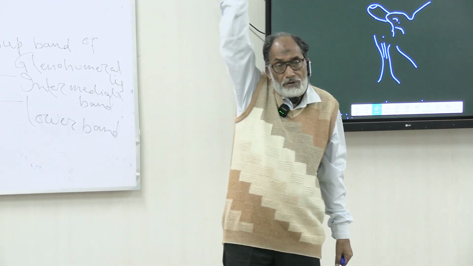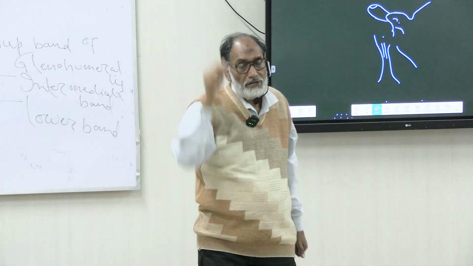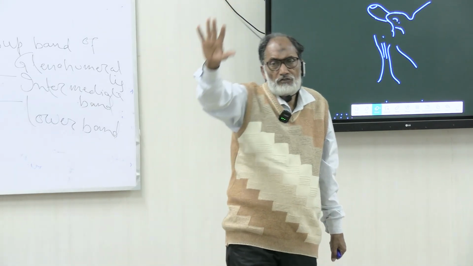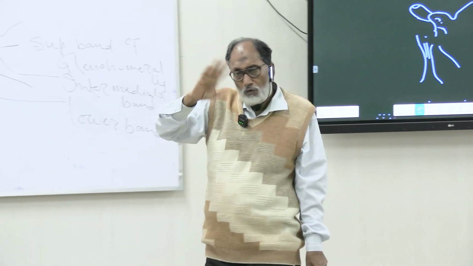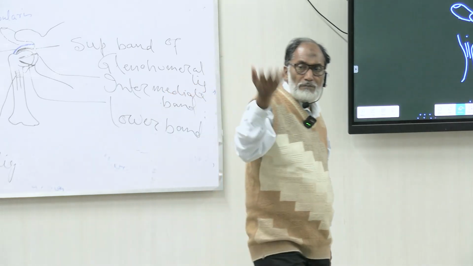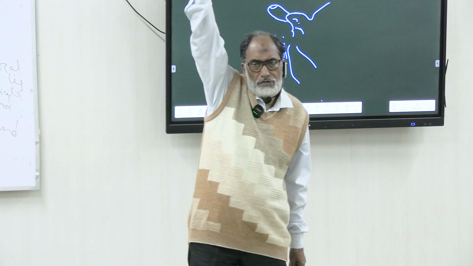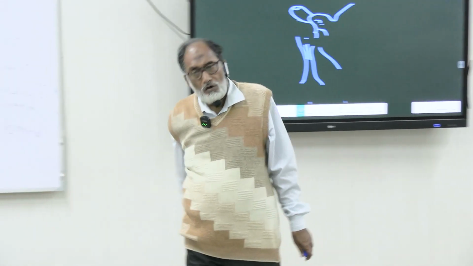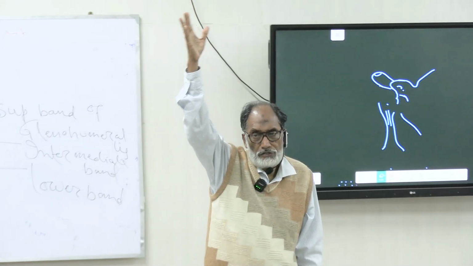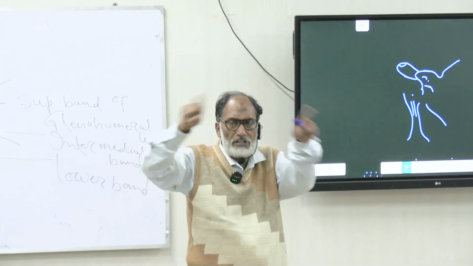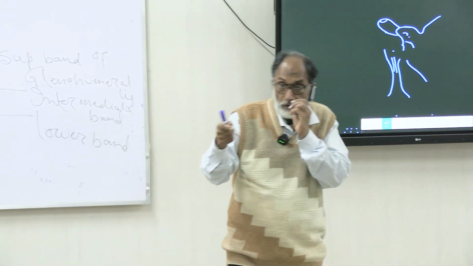Now when I am abducting, overhead abduction is done by, actually, overhead abduction occurs at two joints. Number one, the shoulder joint, and number two, the shoulder girdle. The shoulder girdle takes part in overhead abduction. Overhead abduction is 180 degrees. The 120 degrees occurs at the shoulder joint and 60 degrees occurs at the shoulder girdle.